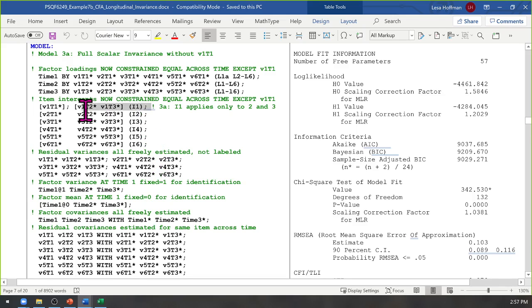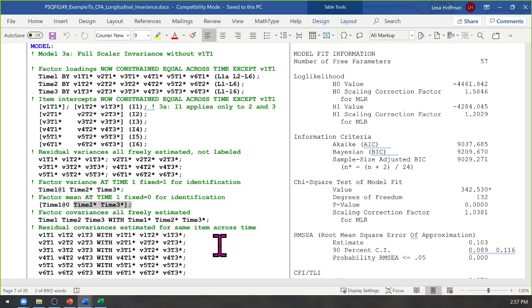So now we're setting it up so that the remaining intercepts for the same item are equal across time, and therefore we can allow the factor means to be estimated. The factor mean at the first occasion is still fixed to 0 for identification, and now the factor means for time 2 and time 3 can be estimated. So we're trying to answer the question, is it the factors that were responsible for the changes in the item means over time? Or is there something else about the item that's causing it to change independent of the factor that it supposedly measures?